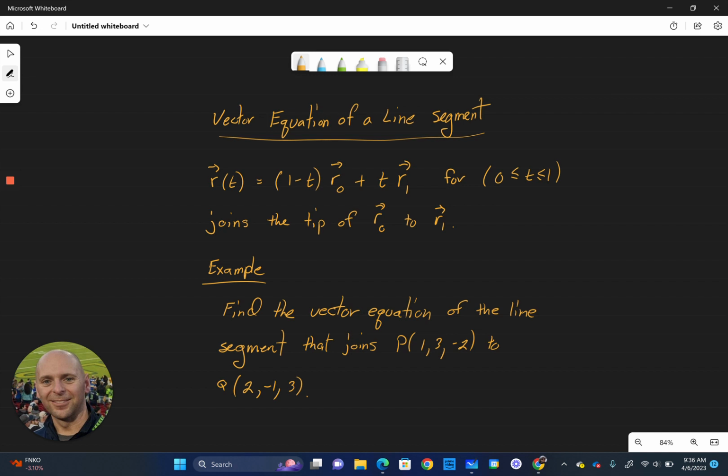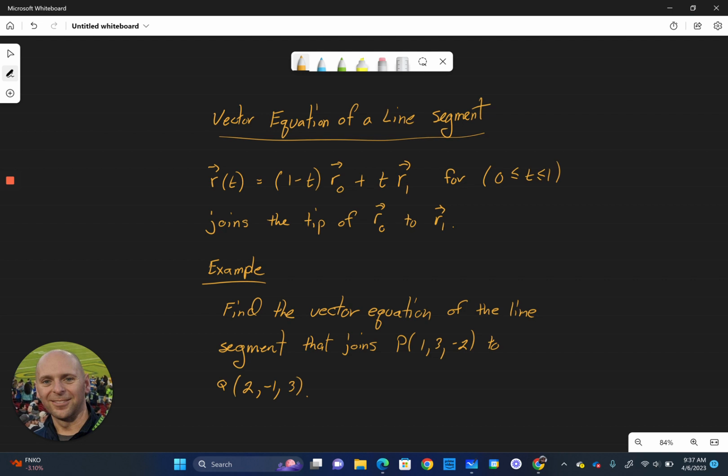Here we're going to be looking at constructing a very specific thing, which is the vector equation of a line segment. And you can see the formula here. We've got r of t being equal to (1 minus t) times r0 plus t times vector r1. Particularly, this is going to happen from time 0 to time 1, and it's going to join essentially the vector that represents the point r0 to the vector r1.